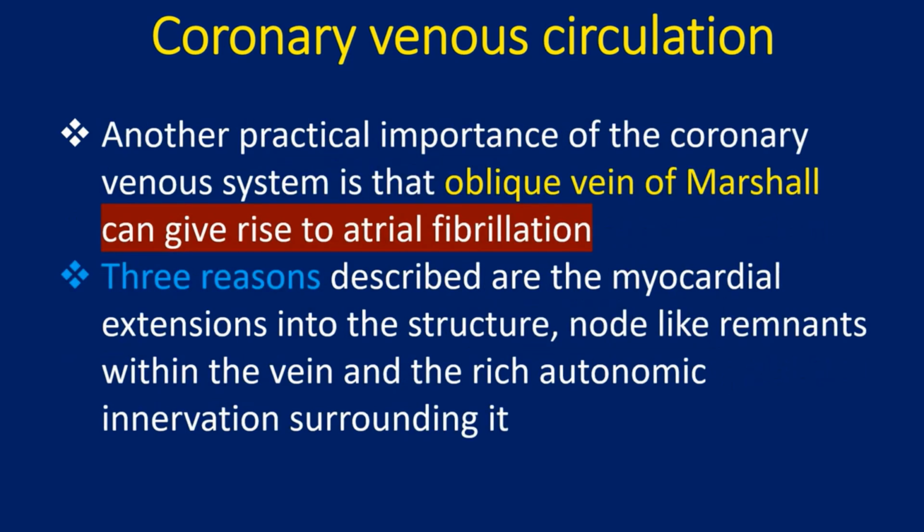Another practical importance of the coronary venous system is that oblique vein of Marshall can give rise to atrial fibrillation. Three reasons described are the myocardial extensions into the structure, node-like remnants within the vein, and the rich autonomic innervation surrounding it.